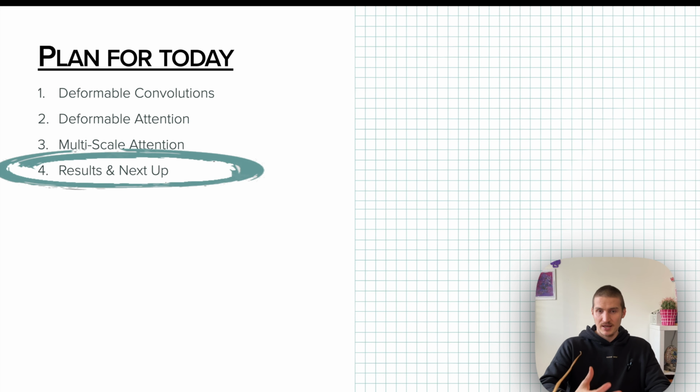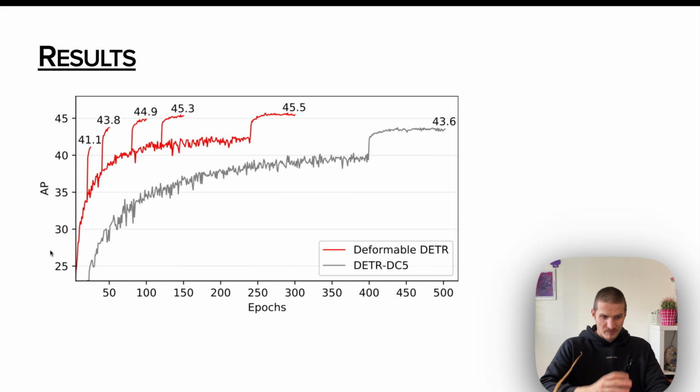Now I want to spend a couple of minutes to tell about the results and about what we will do next. This is the image from the paper that showcases the quality of the model they got from Deformable DETR as compared to normal DETR, and how fast they can train it. The x-axis here is the number of training epochs. And we can see that Deformable DETR certainly trains faster.